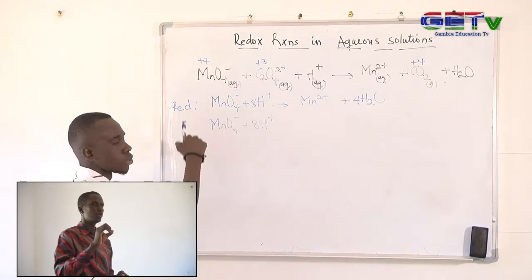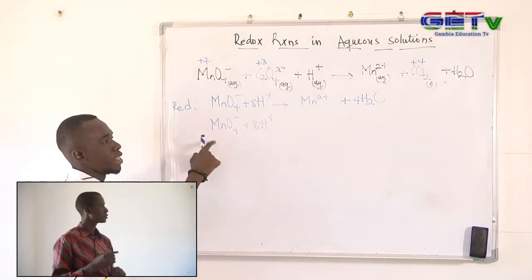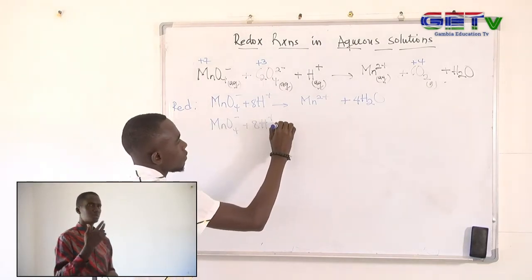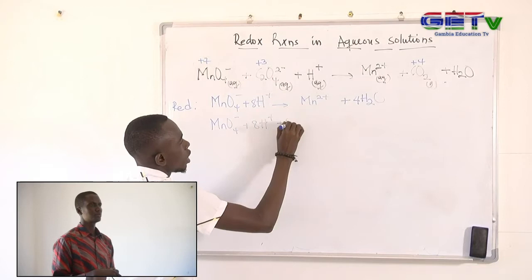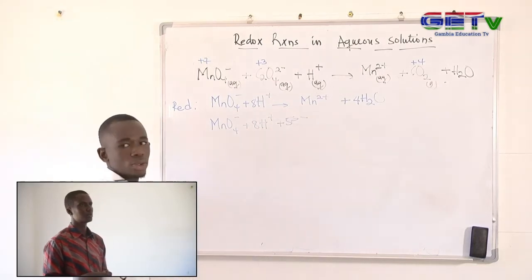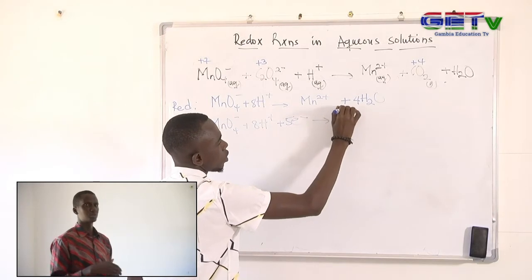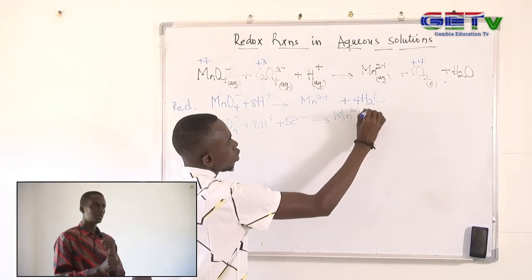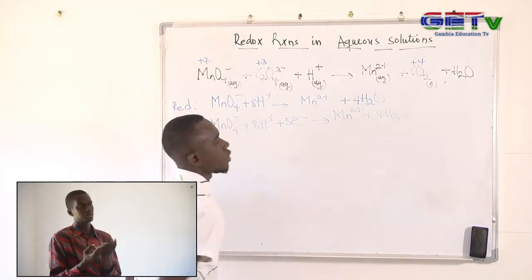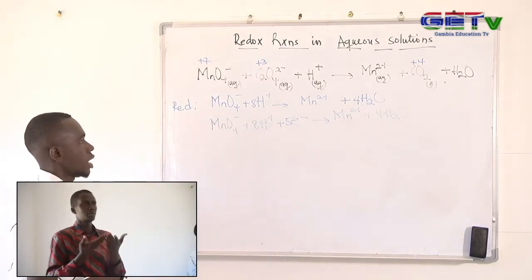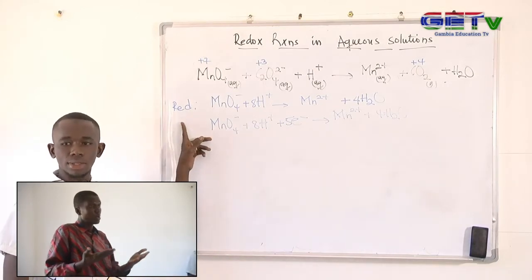MnO4 minus plus 8 hydrogen ions, gain of electrons. In reduction, you always gain electrons at the reactant side. That is, we'll have plus the difference between this and this, which is 5 electrons. This will produce the same products, that is Mn 2 plus and 4 moles of water.